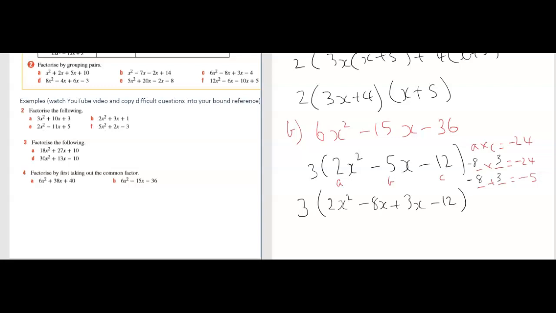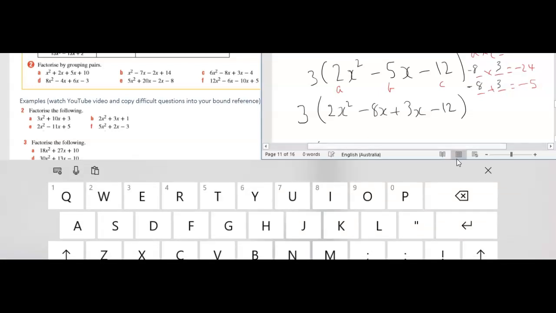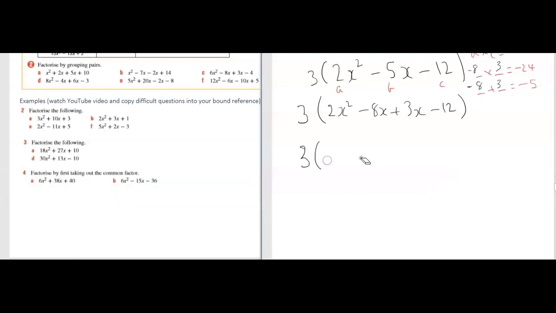Okay, so now I can factorize by grouping. So 2x squared. Oh, what am I doing? I'm rewriting the same thing. Okay, sorry, I didn't take out the common factor.